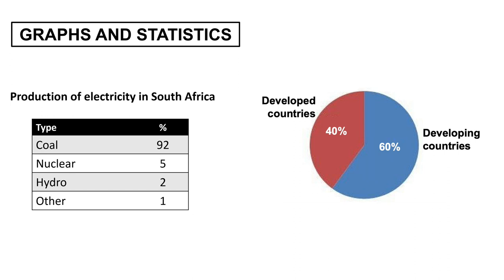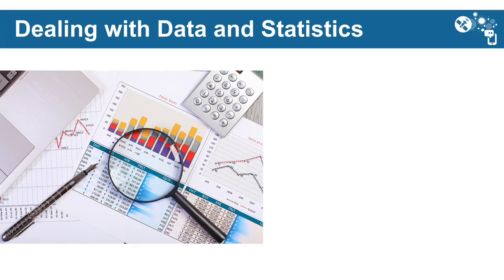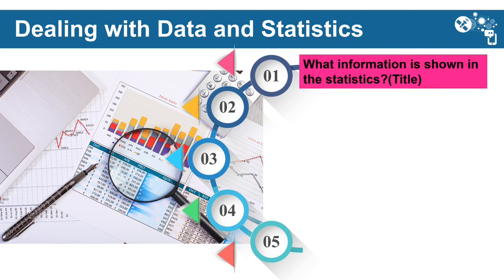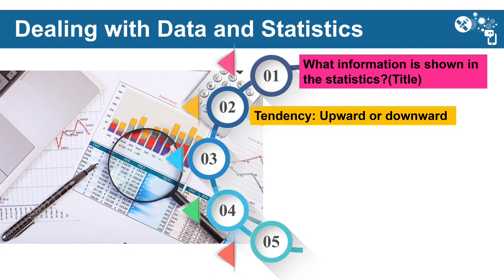And once again, when dealing with data and statistics, there are 5 things that you need to take cognizance of. What information is shown in the statistics? What's the title? What's the tendency? Is it upwards or downwards?